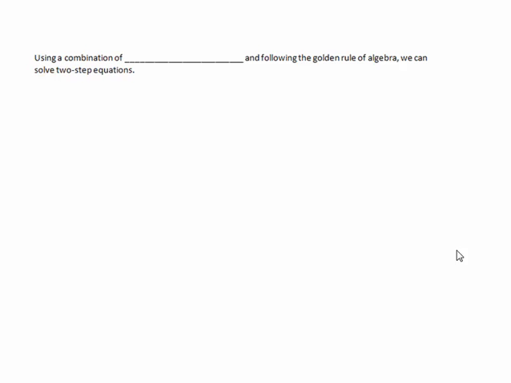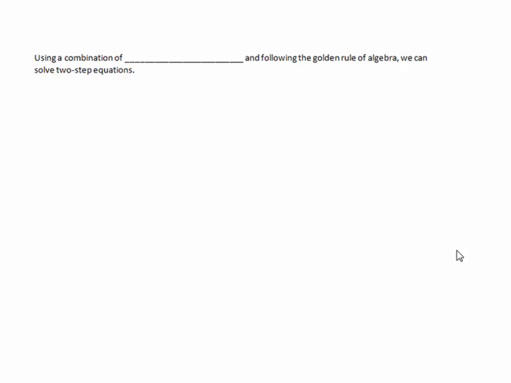In the last video, we talked about solving one-step equations. And in this video, we're going to talk about solving two-step equations. And really what this entails is that instead of having one operation to perform, now we're going to have two operations to perform. And the tricky part with this is recognizing which operation to do first.